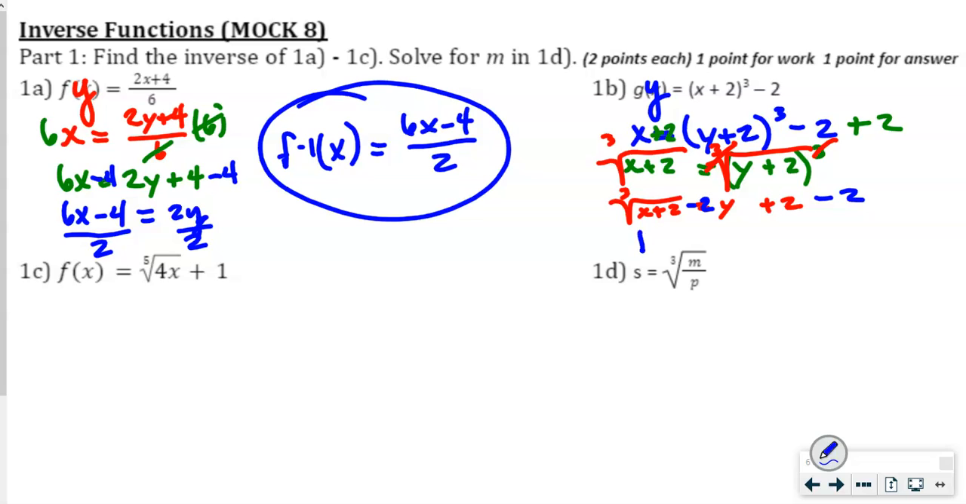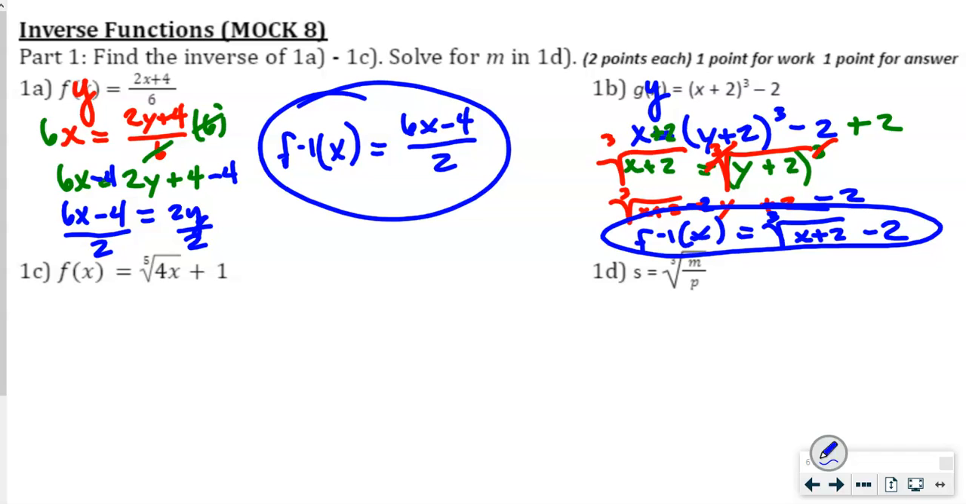So our answer is going to be f to the negative 1 of x is equal to the cube root of (x plus 2) minus 2. That's our answer right there, okay?